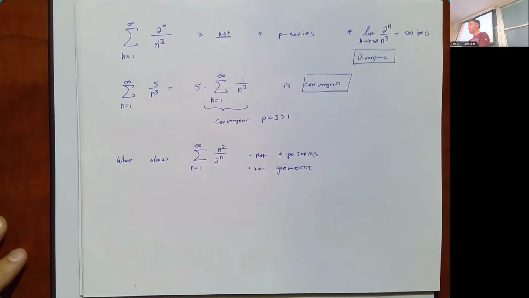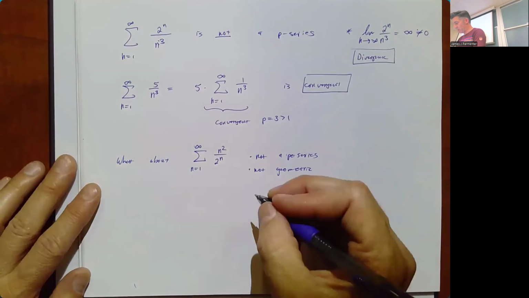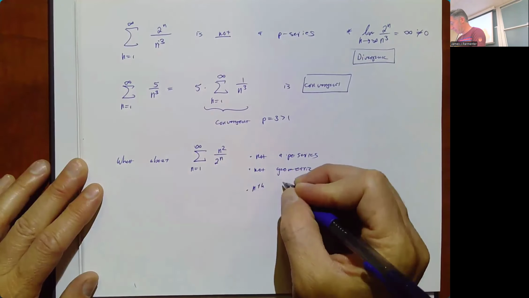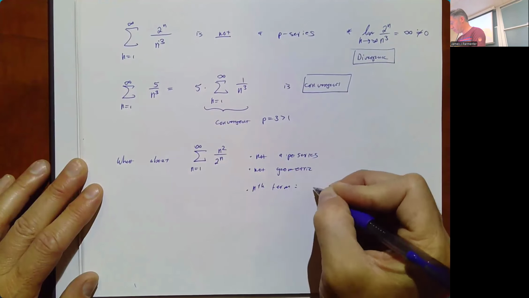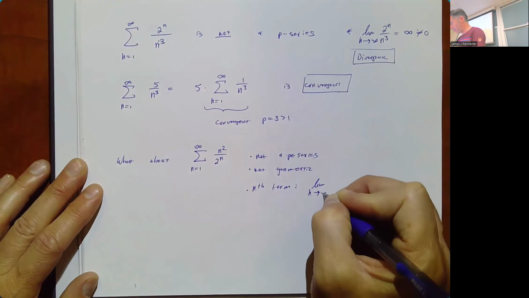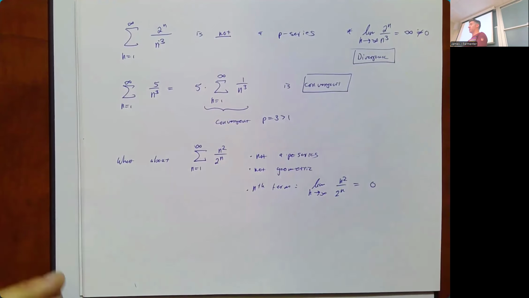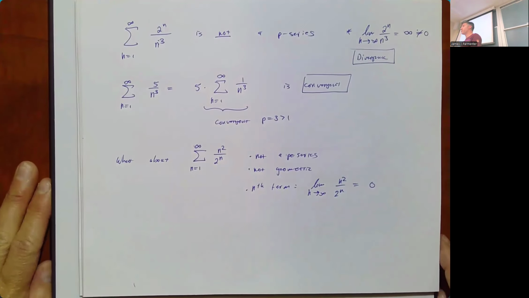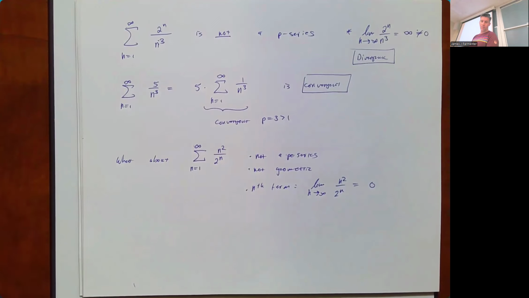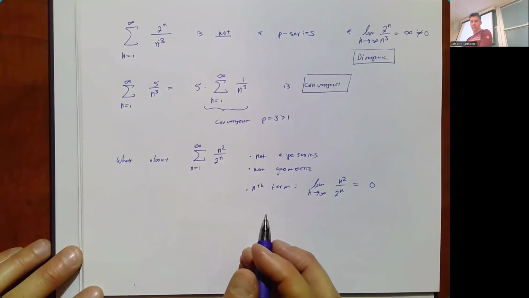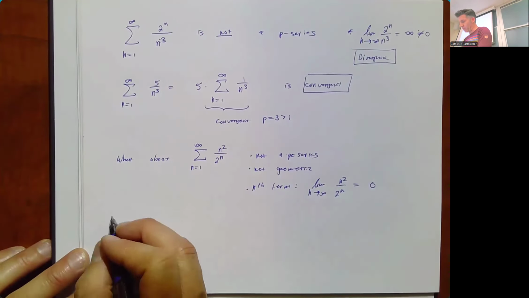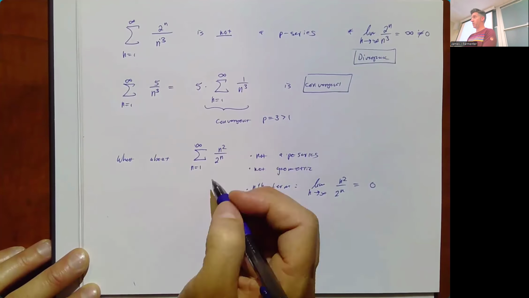The nth term test isn't going to help us here, because if you do the nth term test, the limit is going to be 0. The limit as n goes to infinity of n squared over 2 to the n does in fact equal 0, because the exponential thing is in the denominator and it's growing faster. So we need something new. Let's back up for just a second. I want to talk about geometric series for one more minute, because we're going to use it here.